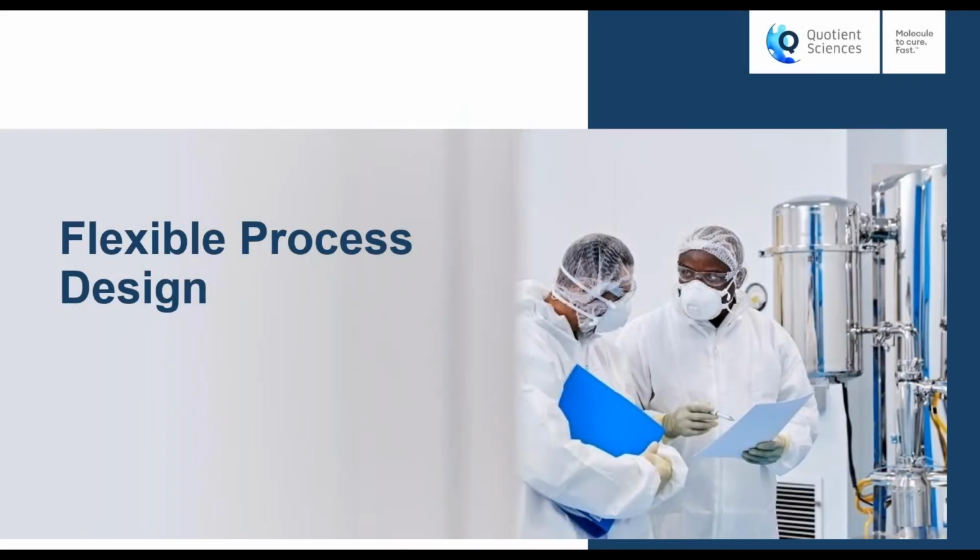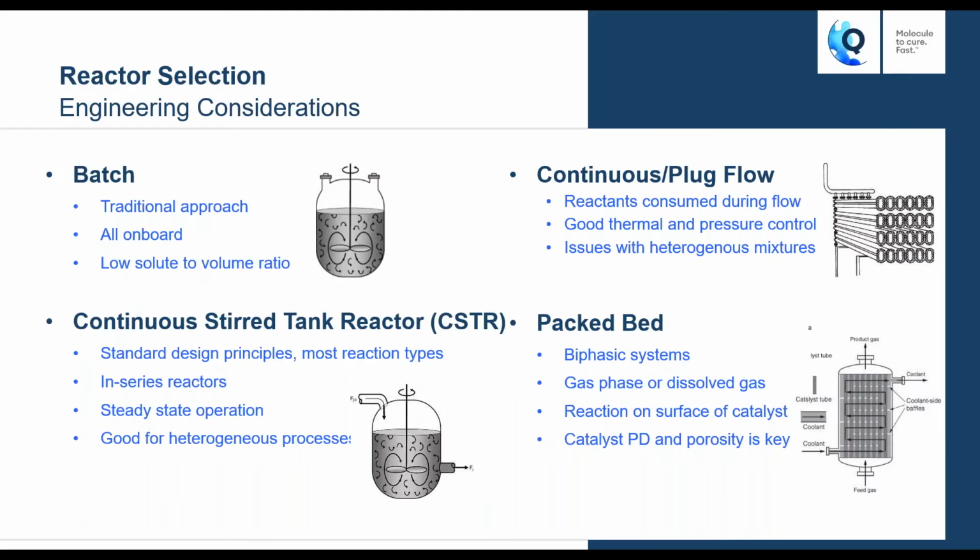Looking at performing process research and development, it's important to think of the chemical process itself, the requirements of the process, and what equipment that we could employ. Apologies if this is a little bit basic for some, but just to make sure we're all on the same page. Broadly speaking, there are 4 types of reactor designs that we consider within Quotient Sciences.